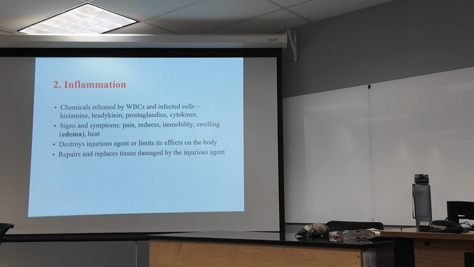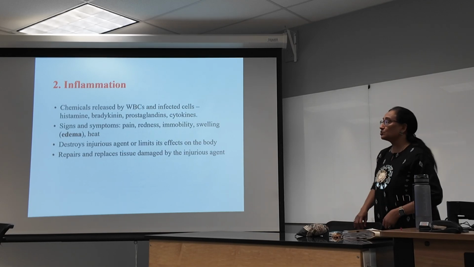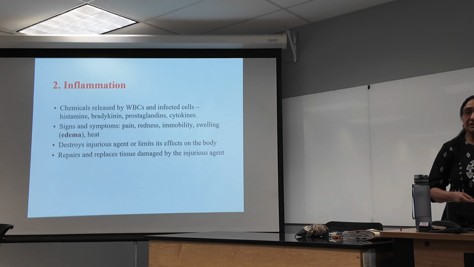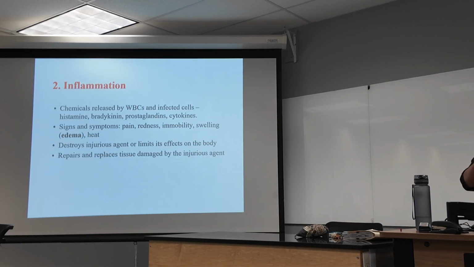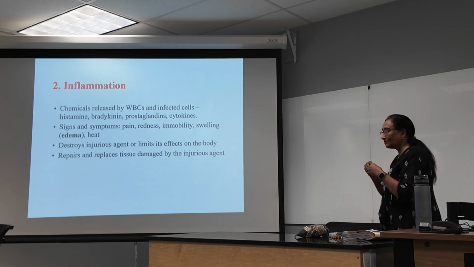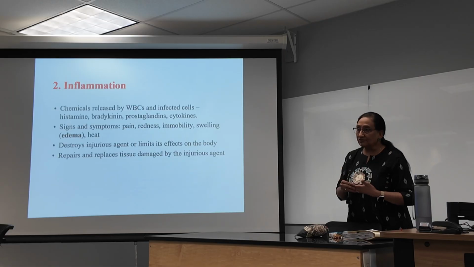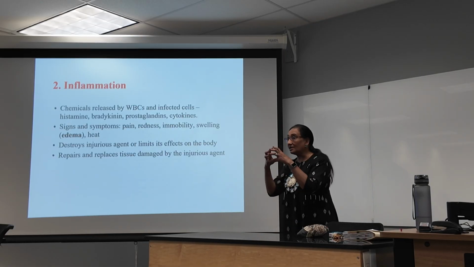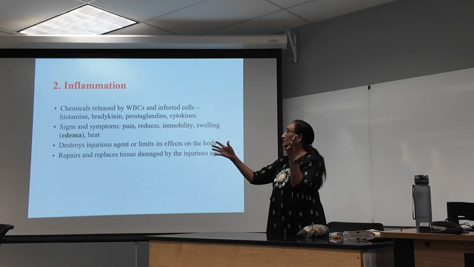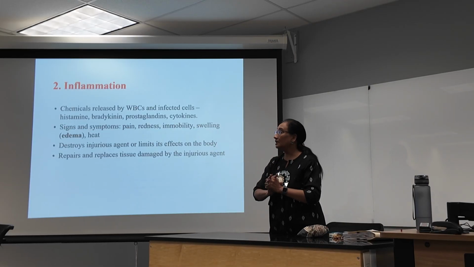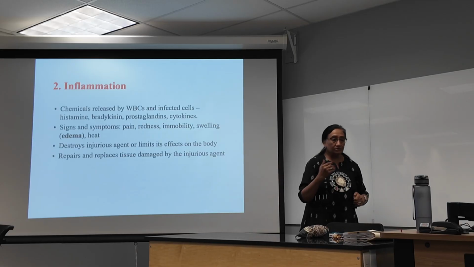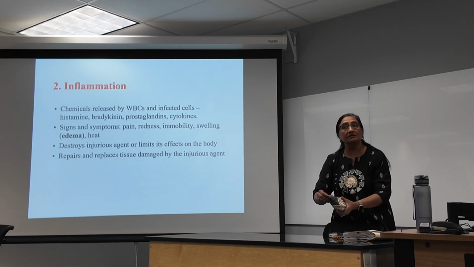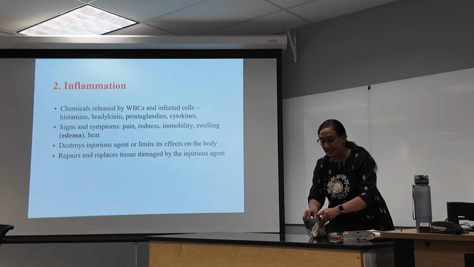Now, the second protective mechanism is what is called inflammation. Now, we are all familiar with inflammation. If a cut gets infected, you know that place swells up, it's painful. So, inflammation is a process which helps to contain the infection. It doesn't allow the infection to spread. Okay? So, inflammation usually is brought about by the chemicals that are released when a tissue is damaged.